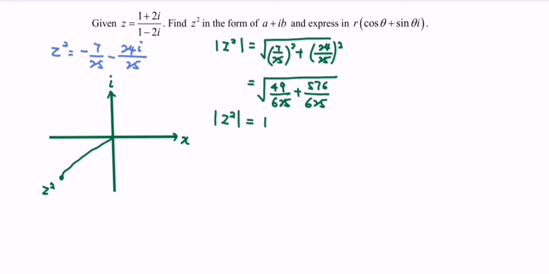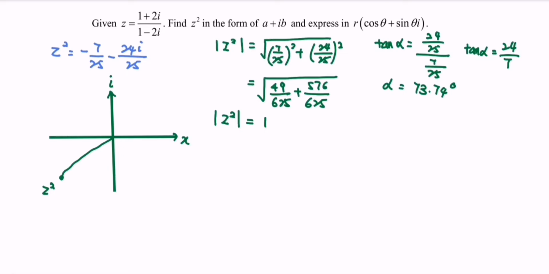Next is to find the basic angle. As we all know, tangent alpha equals y over x. Do remember to ignore the negative sign. So we have 24 over 25 over 7 over 25, so tangent alpha will equal 24 over 7. In this case, the basic angle alpha is 73.74 degrees. Kindly refer to the Argand diagram. So here we have alpha, which is 73.74 degrees.